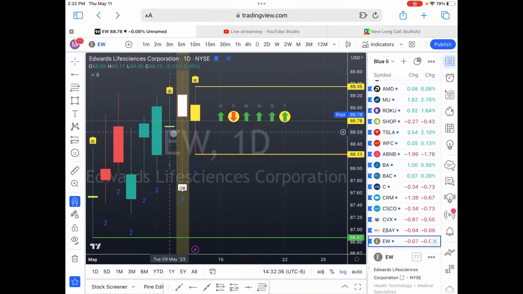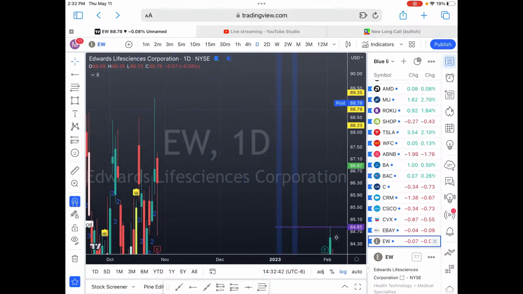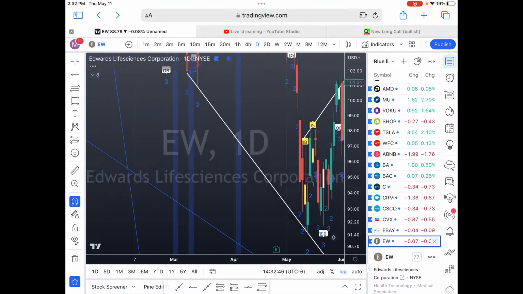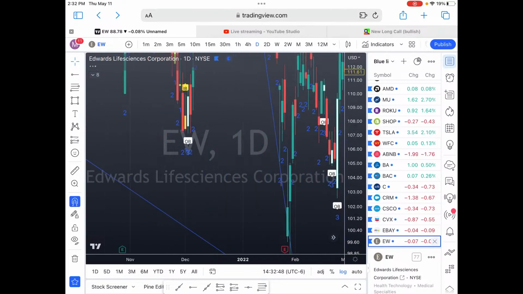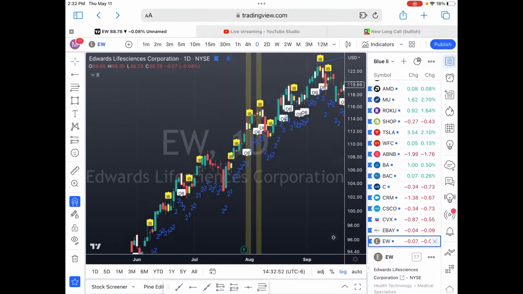EW 3-1 setup, we talked about those. They don't happen very often. Let's go see the last time EW had one here. We are storming here currently where I am, so if you hear banging or whatever, it's thunder or hail banging on my window.